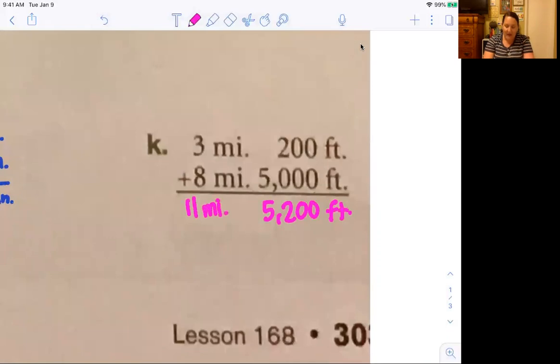Now I have a question. How many feet are in 1 mile? There's 5,280 feet in 1 mile. Do I have enough feet to convert to a mile? No, so guess what? We're done with that problem. If you don't have enough here to convert to here, then we're done. We're absolutely finished with that problem.